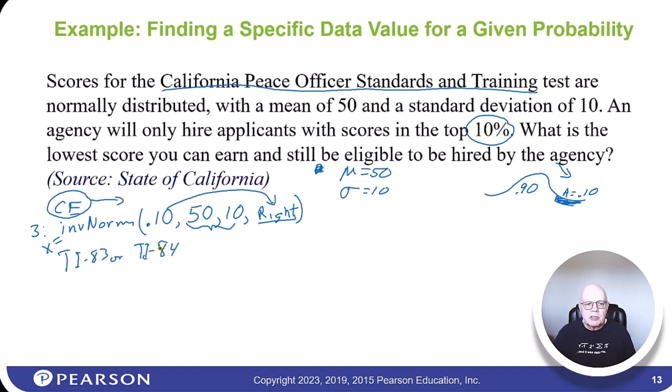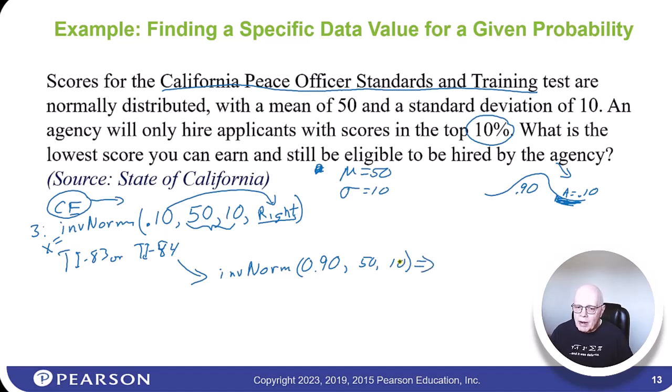Okay, we're going to have to be a little bit tricky. Remember that the TI-83s and earlier 84s always are talking about the left-hand side. So for you folks, you still go to inverse normal in the distribution menu, but what you need to do is put in 0.90 and then 50 and 10, and that'll give you your result.